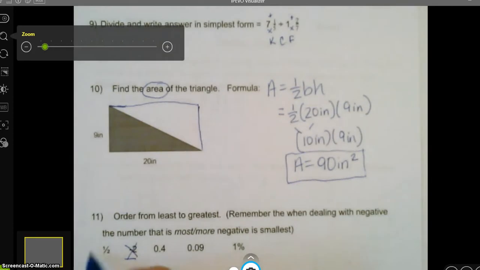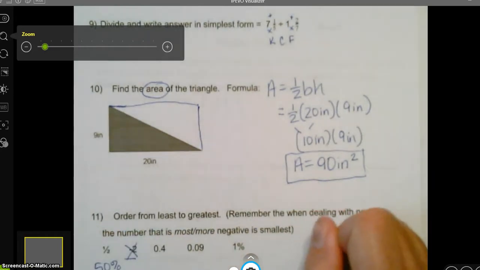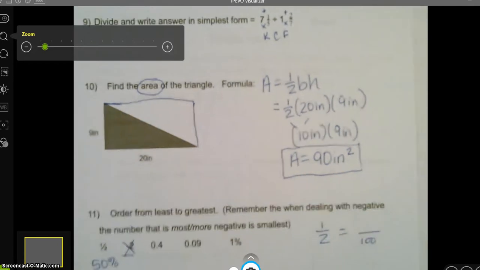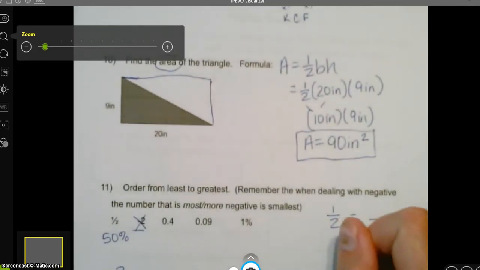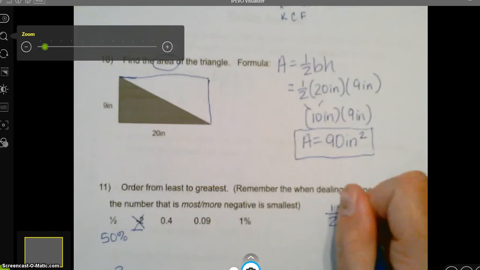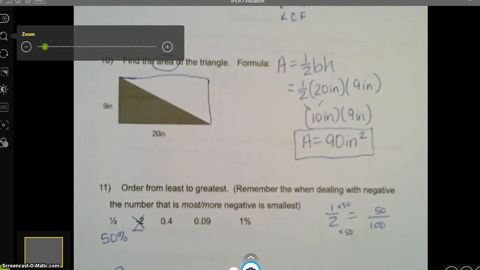For instance, if you have half of a pizza, then you have 50% of that pizza, right? Half, we would compare it to 100. Times 50 times 50 is 50, which would be 50%. Most of you hopefully know this one.